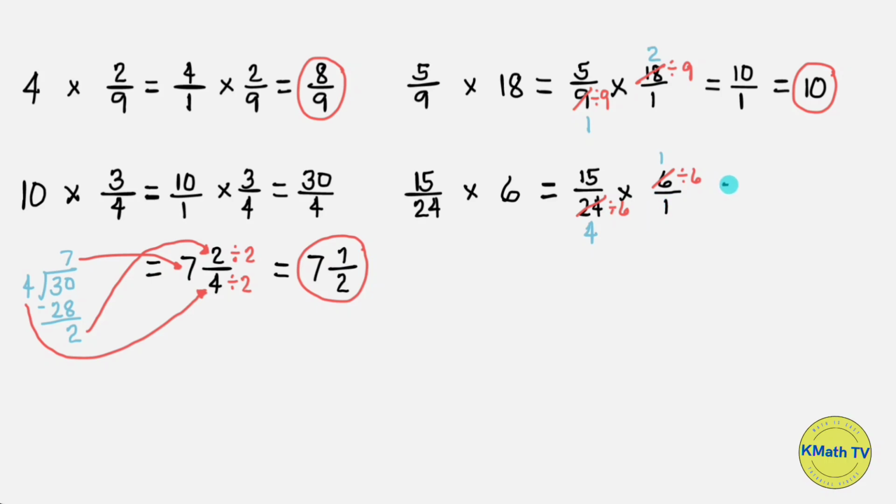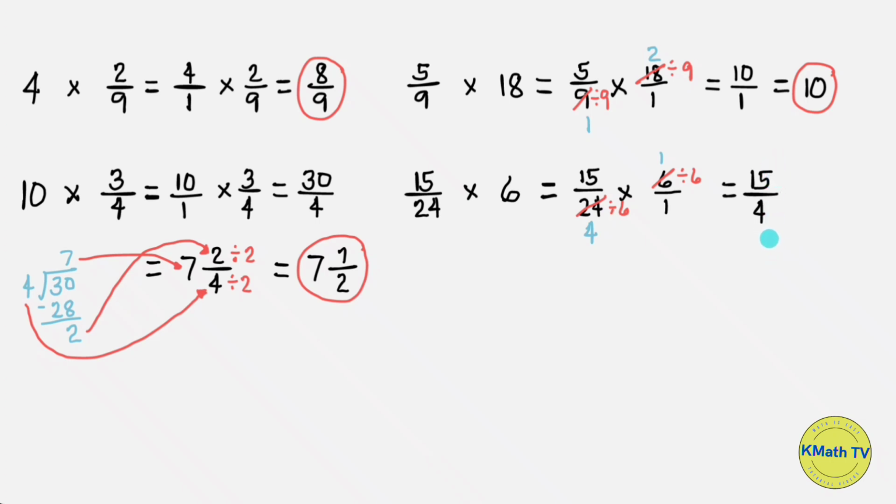Okay, let's multiply now. Multiply the numerators. 15 times 1 equals 15. And multiply also the denominators. 4 times 1 equals 4. The answer is 15/4. It is an improper fraction. The numerator is greater than the denominator.